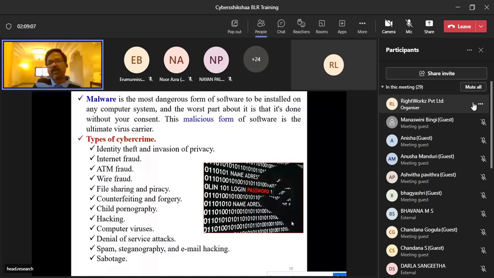This malicious form of software is the ultimate virus carrier. Types of cybercrime: identity theft and invasion of privacy, internet fraud, ATM fraud, wire fraud, file sharing and piracy, counterfeiting and forgery, child pornography, hacking, computer viruses, denial of service attacks, spam, steganography and email hacking, sabotage. These are the examples of cyber crimes.